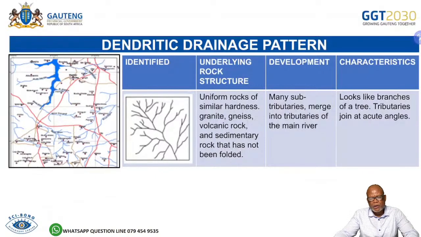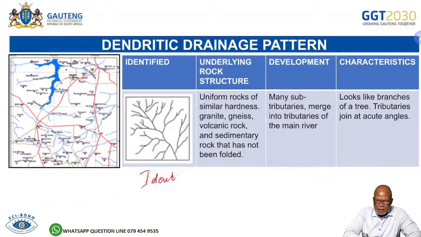Now let's look at your dendritic drainage pattern. Here is your dendritic drainage pattern. What is a dendritic drainage pattern? So let's look at the characteristics of a dendritic drainage pattern. There are 3 questions that you need to know when you're talking about drainage patterns. Number 1, you need to be able to identify. That's the first question. Identify. You need to be able to do that. And you need to give the characteristics. And then you need to give the reason why it looks like that.